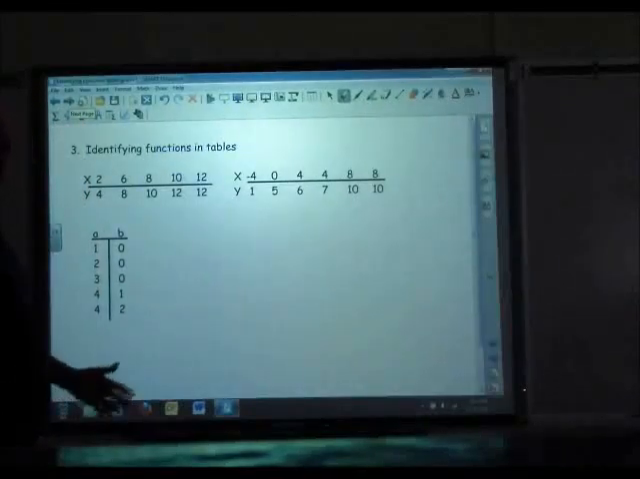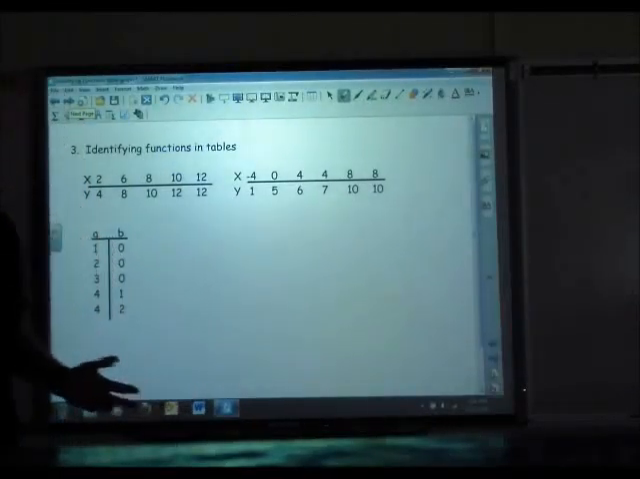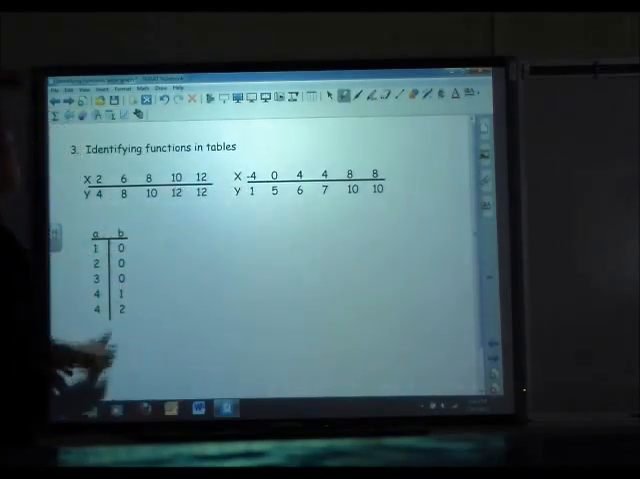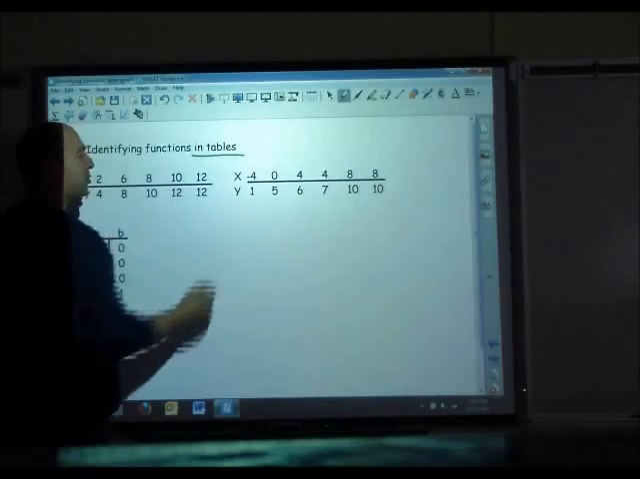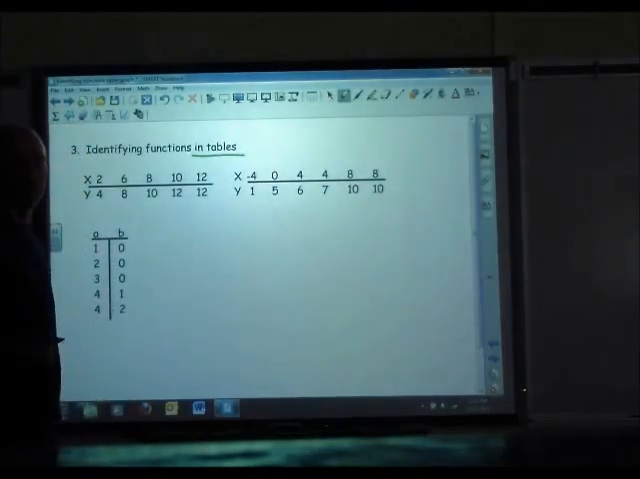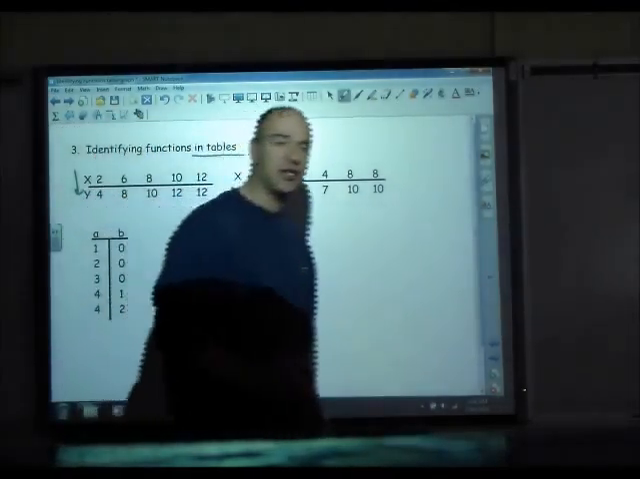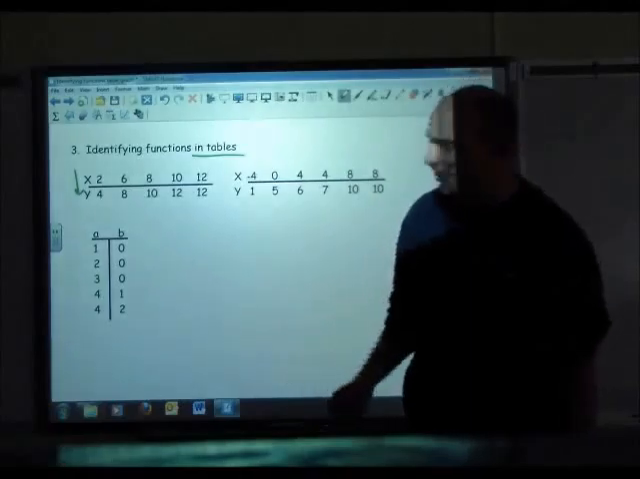Okay, sometimes you'll see inputs and outputs in tables. The first problem I gave you, they were in ordered pairs. Now, the thing that's really important if you have a table of values, you guys, is recognize what leads to what. On a horizontal table, the top has to lead to the bottom.